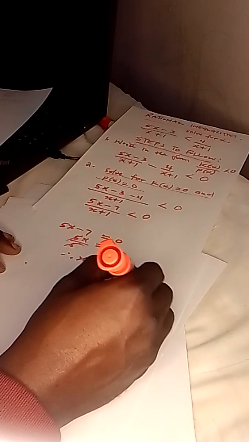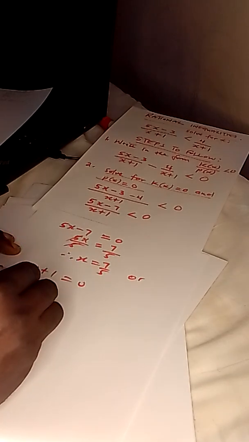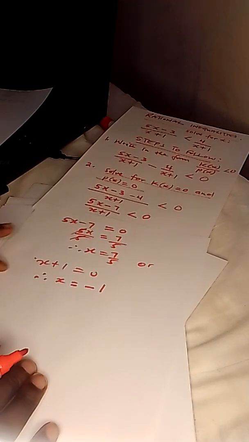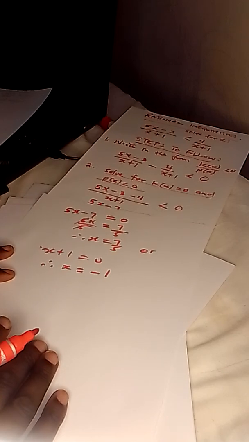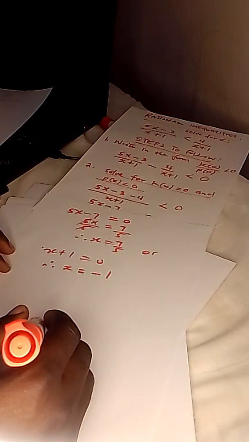Okay, then we also take, or here you say x plus 1 is equal to 0, therefore x is equal to minus 1. I hope you get what is happening here. So this is where we are. So x is equal to 7 over 5, or x is equal to minus 1. Now these are our critical values, like I used to say.